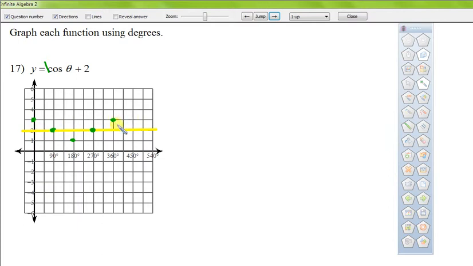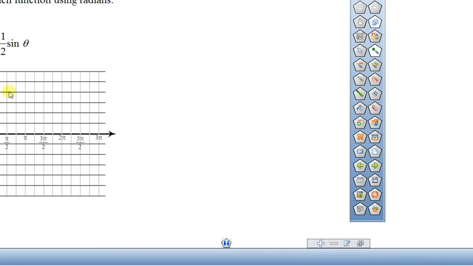That's one complete cycle, but you don't have to stop there. You can keep going on this curve and then connect your points. Let's take a look at another one.